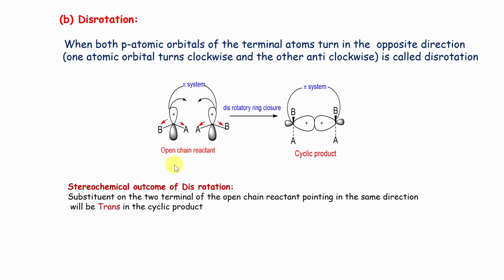The important stereochemical outcome of disrotation is that the substituents on the terminals of the open chain reactant pointing in the same direction, here see B and A pointing in the same direction, will be trans in the cyclic product. You can see this B and A of the terminal carbon atoms of the acyclic reactant are orienting in opposite directions, or trans to each other, in the cyclic product. That is the stereochemical outcome of disrotation.